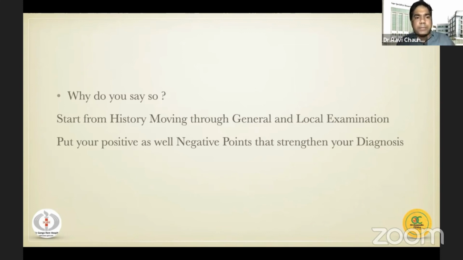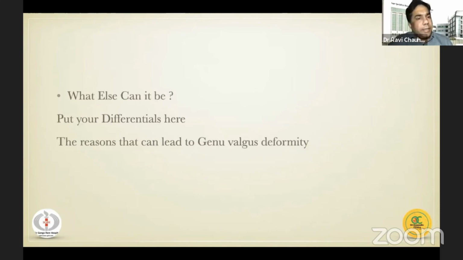Negative points such as, if I am saying that my patient has idiopathic genu valgus, then I should exclude infection, trauma, skeletal dysplasia, rachitic features, all these negative findings. I have to exclude these. Only then can I stamp this as idiopathic genu valgus. Next question the examiner asked: what else can it be? In this also, put your differentials here. What are the other causes of this genu valgus, or what other reasons can there be? So all your differentials can come here, the reasons that can lead to the genu valgus deformity.